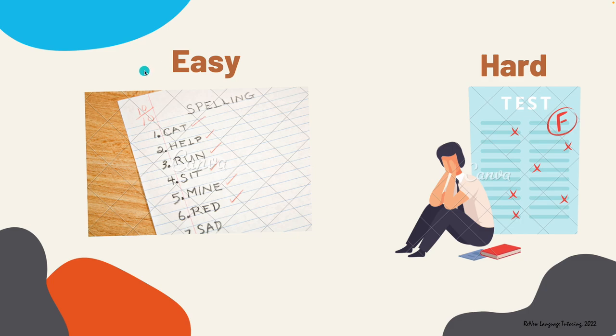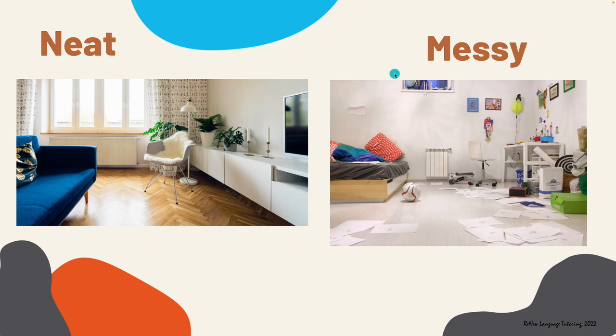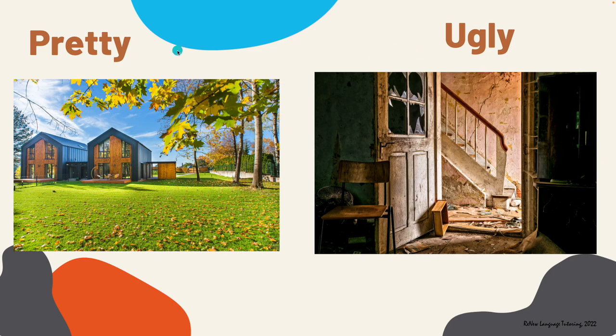Easy, so you can see here this person got all of these words correct because it was easy. They knew the answers. Hard, maybe they did not know the answers and they got a lot wrong. Easy and hard. Then we have neat, like this room here, or messy, like this room. There's things everywhere. Neat, messy. Then we have pretty and ugly.